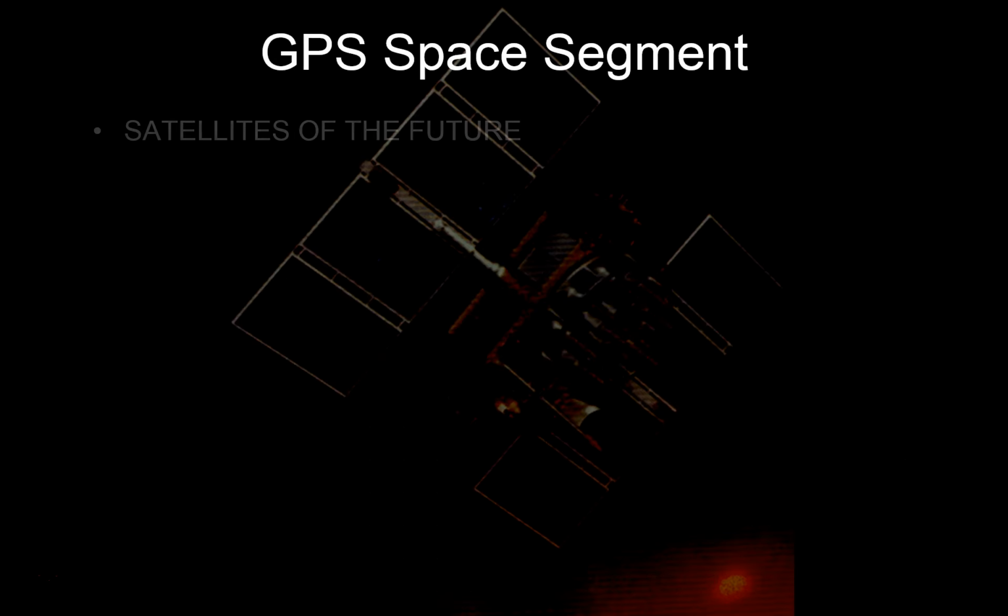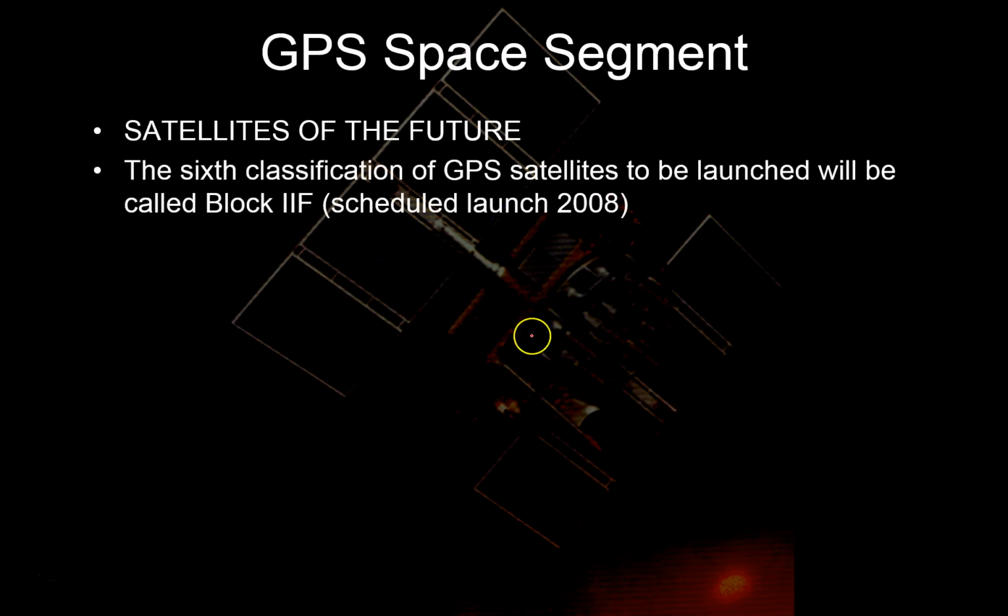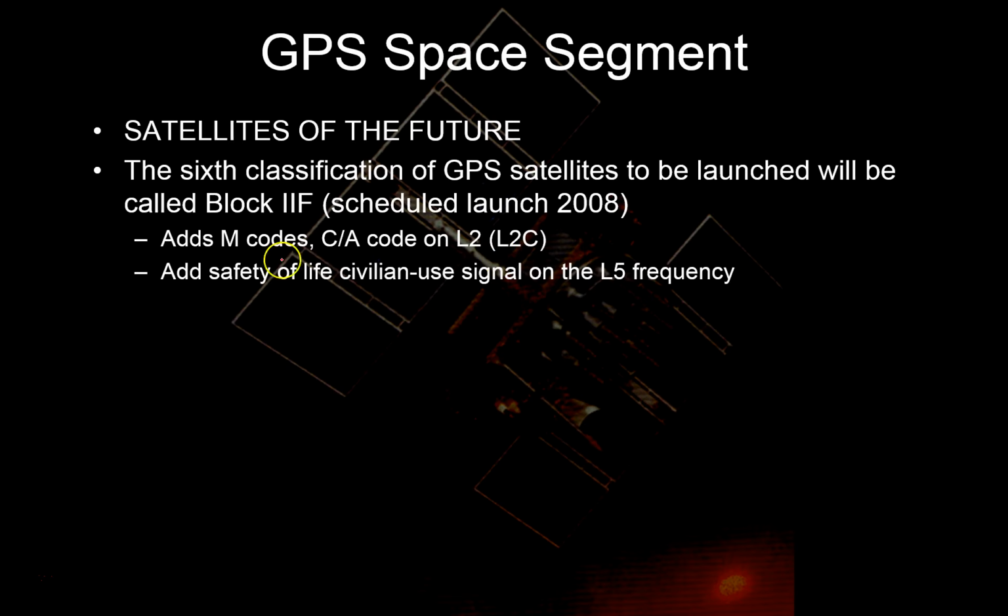And so, satellites of the future. This 6th classification is satellites of the now, which are the Block 2F satellites. This adds the M code and the CA code, just like the Block 2R, but it also now starts using the L5 frequency. I wasn't quite sure, but yes, I was right that in the current GPS constellation there are a handful of satellites that are broadcasting the L5 frequency and information on L5 as well.